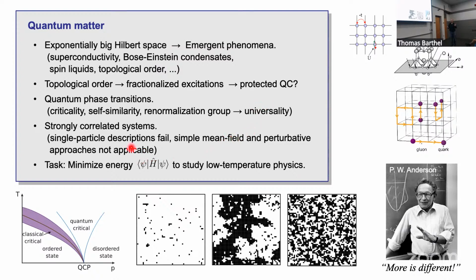My focus is on these strongly correlated systems. These are systems where the simple techniques we have break down, like simple single particle descriptions as in a Fermi gas don't work. Fermi liquid descriptions may also break down. Simple mean field or perturbative approaches don't work, and this roughly is the definition of strongly correlated systems. So we need some more advanced techniques like RG on top of perturbation theory or, for example, these variational approaches like tensor networks. And one of the main tasks is to minimize energy expectation values for some state in order to study then the low temperature physics of the systems we are interested in.